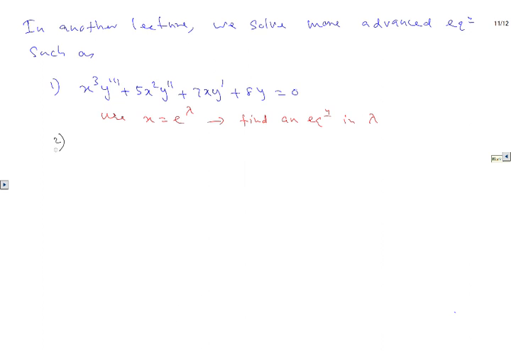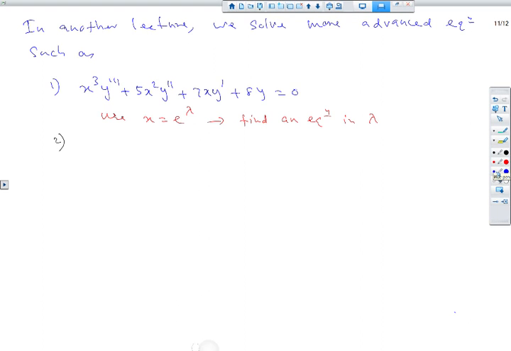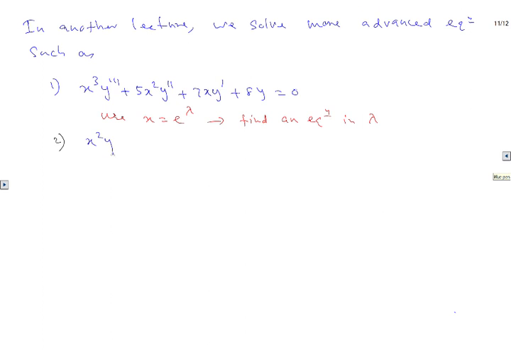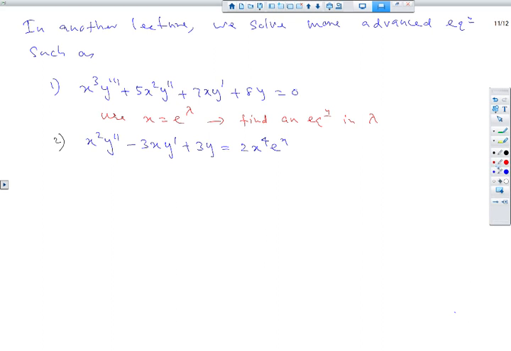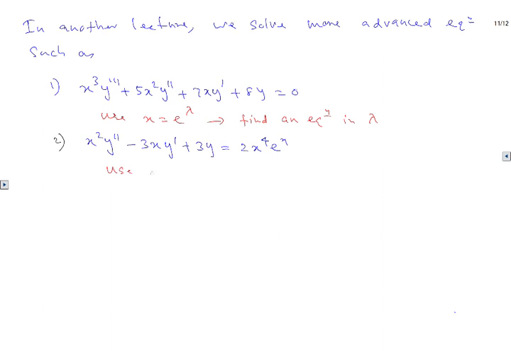And then we can also handle a problem like this. Let's say x squared y double prime minus 3x y prime plus 3y equals, let's say, 2x to the fourth e to the x. If you get a problem like that, there is a special technique that we call the variation of parameters. We can use that method to solve that.